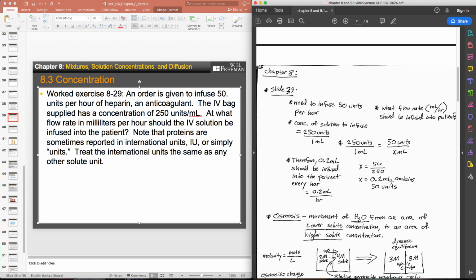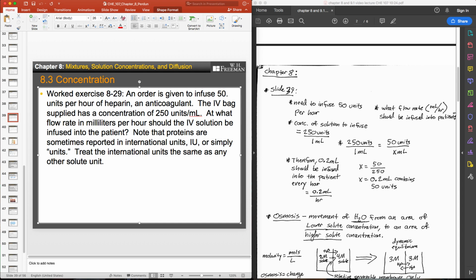So therefore 0.2 milliliters contains 50 units. So therefore we need to infuse 0.2 milliliters into the patient every hour. And so that would be our flow rate. It would be 0.2 mils per hour.